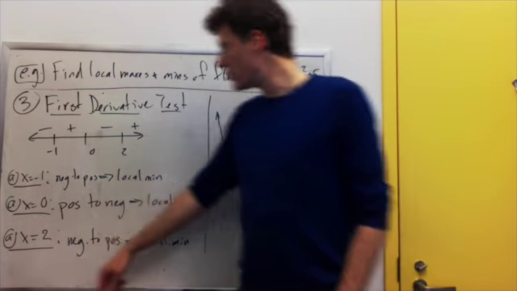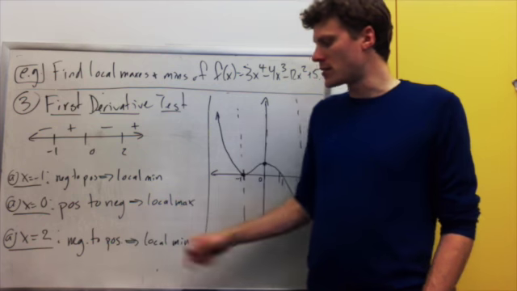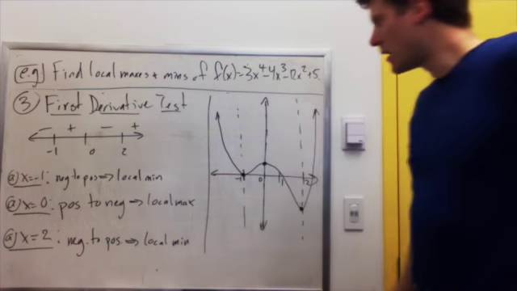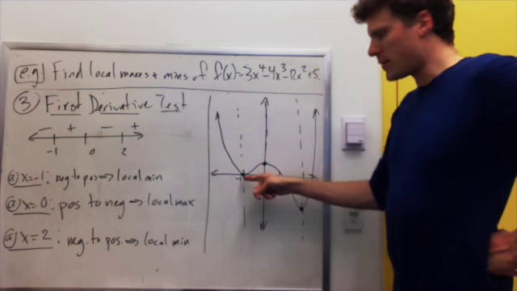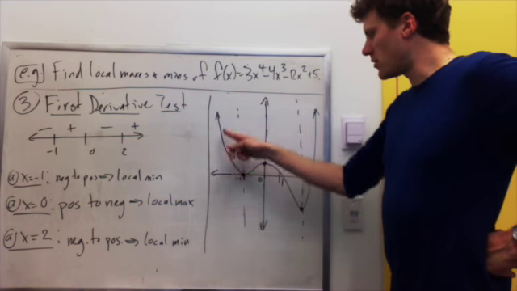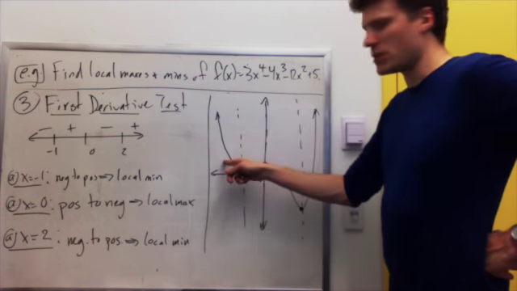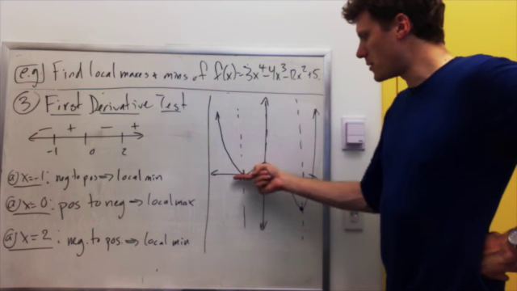And at x equal to 2, the derivative changes from negative to positive, which means a local minimum. And here we see what's going on. To the left of -1, the graph is decreasing. At -1, it changes from decreasing to increasing, from a negative derivative to positive, so we have a minimum.